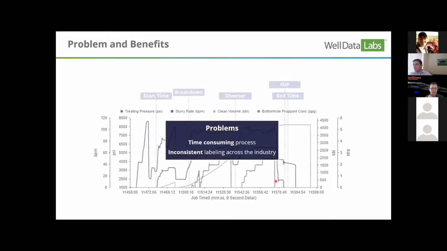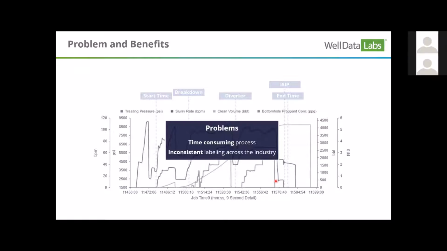So our solution for this problem will get rid of the time, because we're gonna automate the labeling of these events, and also we're gonna bring consistency to this process. So if you have your well, all of the stages will be labeled using machine learning algorithms.